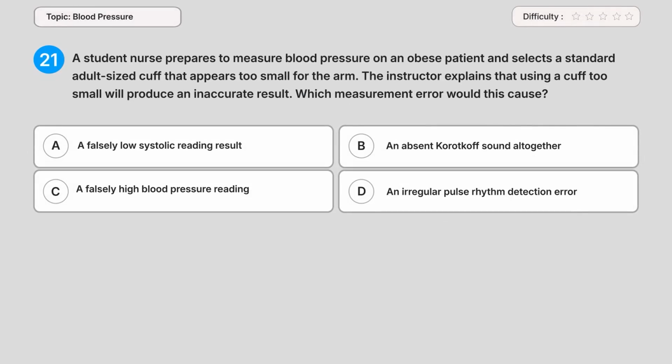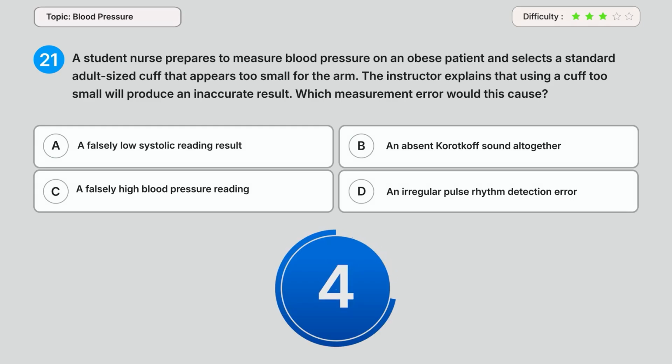21. A student nurse prepares to measure blood pressure on an obese patient and selects a standard adult-sized cuff that appears too small for the arm. The instructor explains that using a cuff too small will produce an inaccurate result. Which measurement error would this cause? A. A falsely low systolic reading result. B. An absent Korotkoff sound altogether. C. A falsely high blood pressure reading. D. An irregular pulse rhythm detection error. Can you guess the answer?